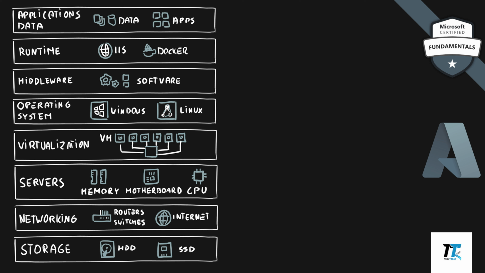But there are quite a few layers on the screen. A few clear distinctions can be made here. The first four layers from the bottom are so-called infrastructure. So all the layers that are directly related to the hardware and the virtualization.